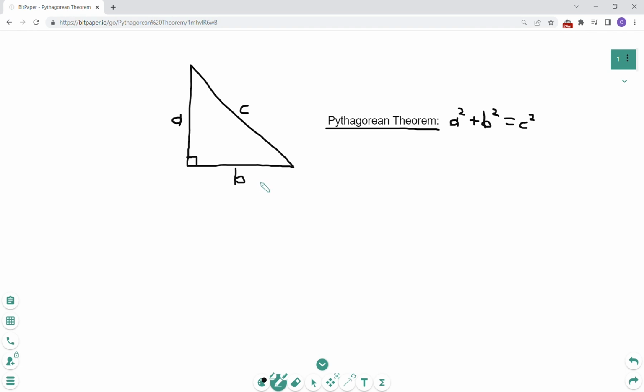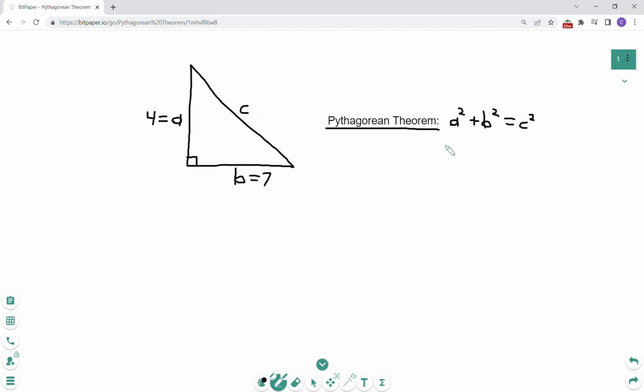Alright, so now let's do an example problem. Let's say that a is equal to 4, and then let's say that b is equal to 7. And then let's say we want to solve for the long side c. So how do we do that? Well, we got to use the Pythagorean theorem, right? Again, for the Pythagorean theorem, we have a squared plus b squared is equal to c squared. So what do we got to do? We got to plug in a equals 4, and then plug in b equals 7, and then we got to solve for c.